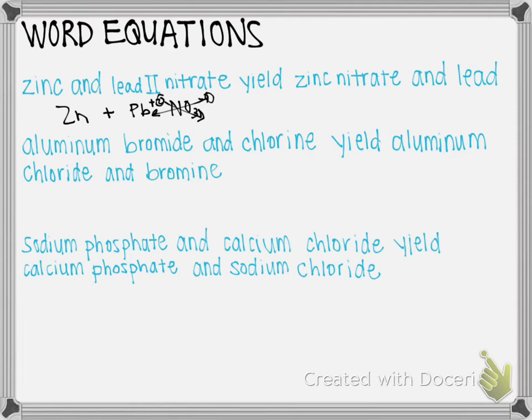And so your actual compound is going to be what we write, which is Pb(NO3)2. Yield means arrow. Zinc nitrate, so again we're going to look at our charges. Zn is part of the 3-2-1 rule, so it's +2. And nitrate, again, is NO3 -1. Those don't cancel out, so you have to crisscross.